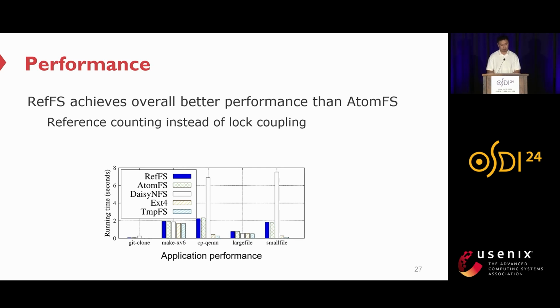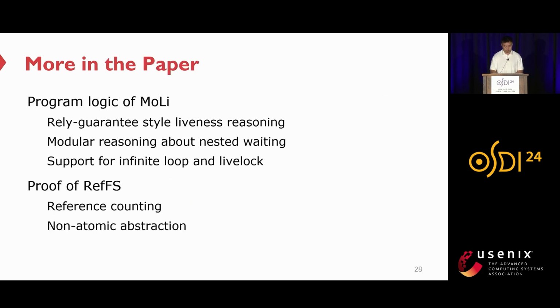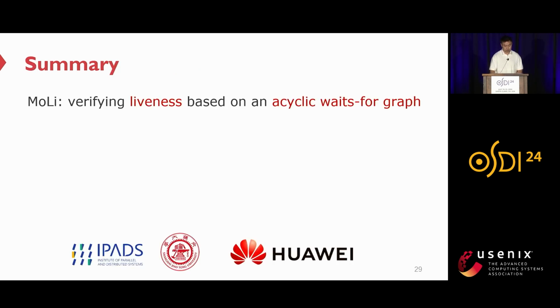RefFS achieves better performance than AtomFS because reference counting provides more parallelism than lock coupling. RefFS has lower performance than commodity file systems such as ext4, due mainly to the lack of fine-grained optimizations. This talk has not covered some topics, including more formal details of Moli and the proof of RefFS, so if you are interested, you should check our paper.